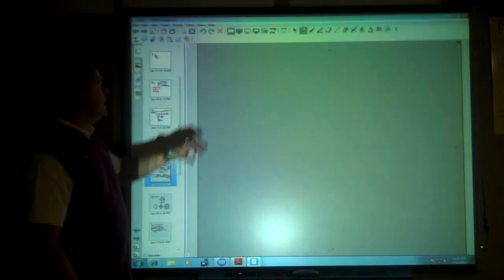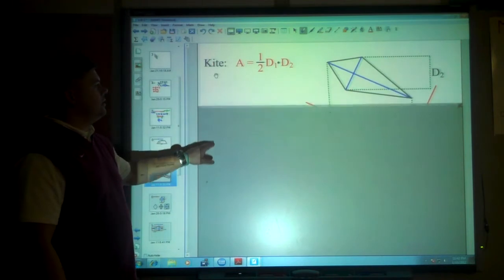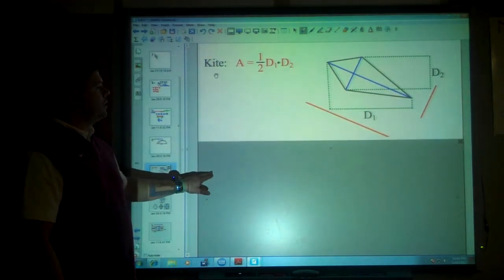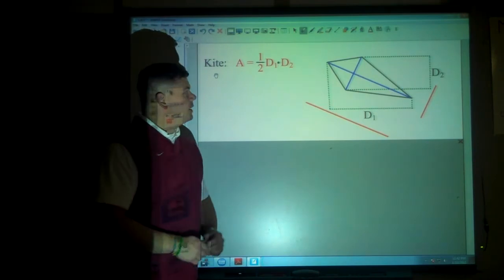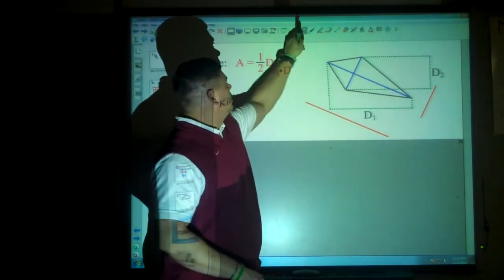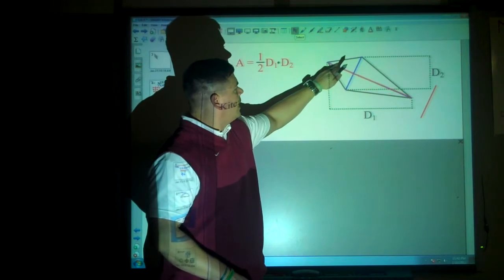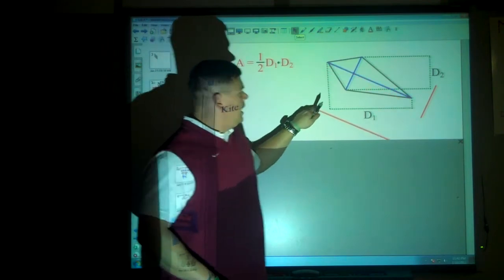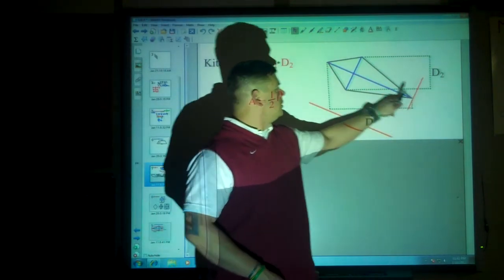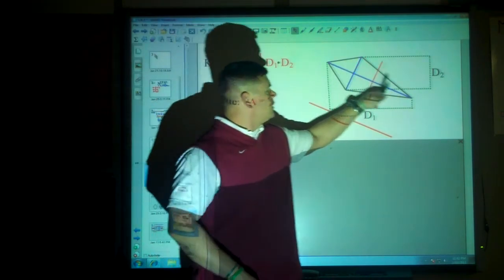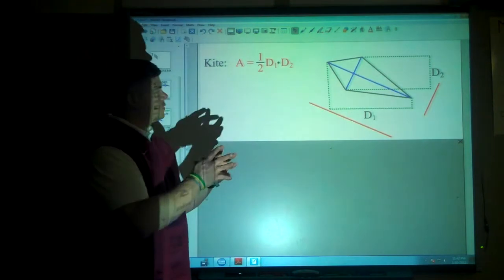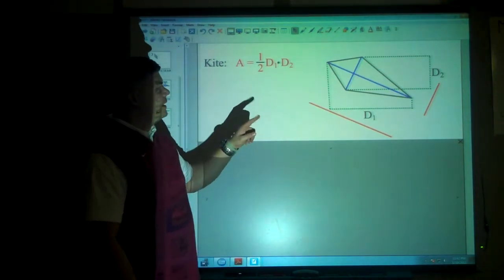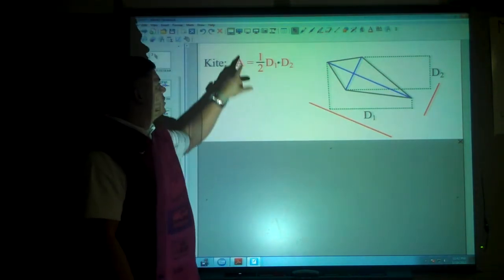All right, kites. You can find the area of a kite by taking the 2 diagonals, multiplying them together, and then cutting that in half. So this is one diagonal right here, and this is the other diagonal right there. You take those 2 diagonals and multiply them together. But if you did only that, it would give you more area than the kite, so you have to cut it in half.